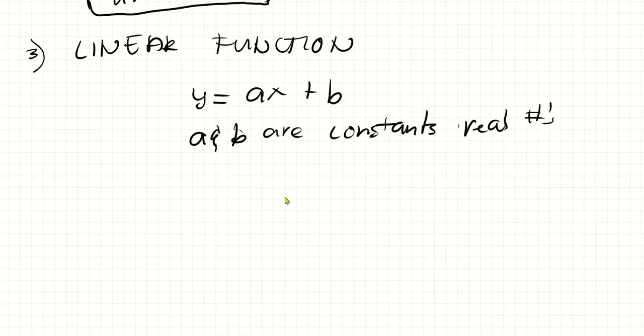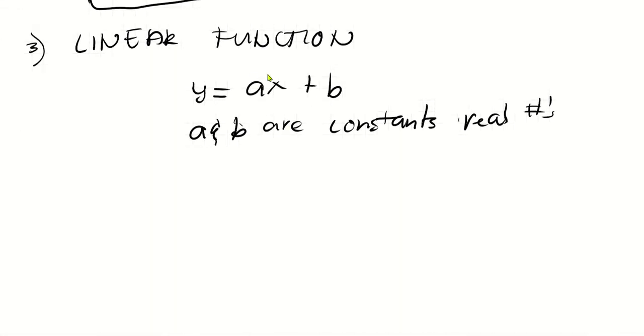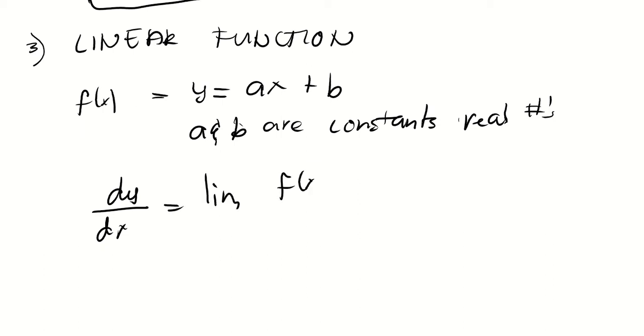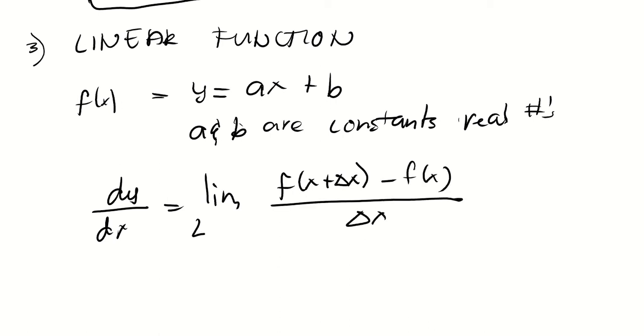Now, if we want to determine the derivative of this type of function, then let's derive it. So derivative of y with respect to x. So we can say that this is our f of x. So this will be equal to the limit of f of x plus delta x minus f of x all over delta x as delta x approaches 0. So again, we need to determine f of x plus delta x. So what is f of x plus delta x?